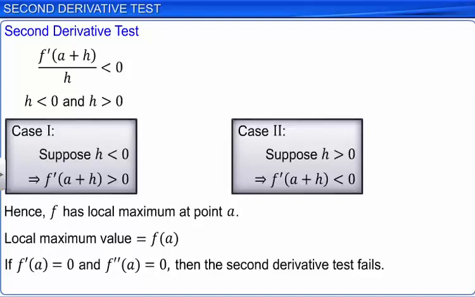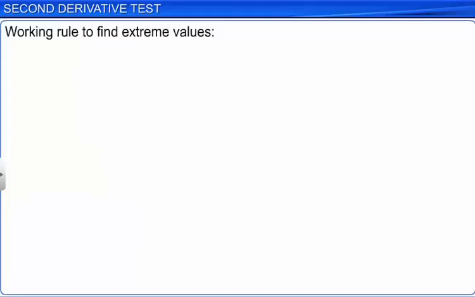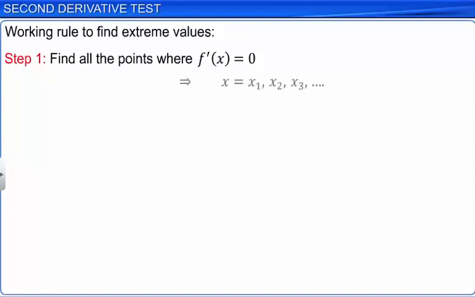Begin by finding the derivative of the function and equate it to 0. Suppose the values of x are x1, x2, x3, and so on. Then, find the second derivative of the given function. After that, find the values of the second derivative at points x1, x2, x3, and so on.